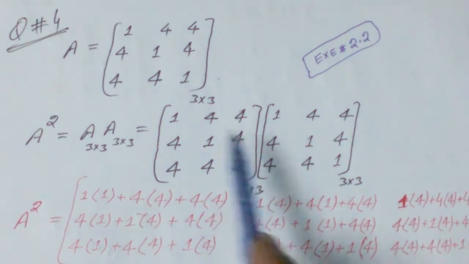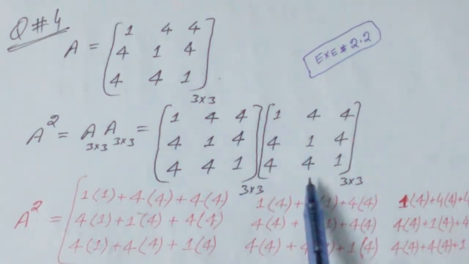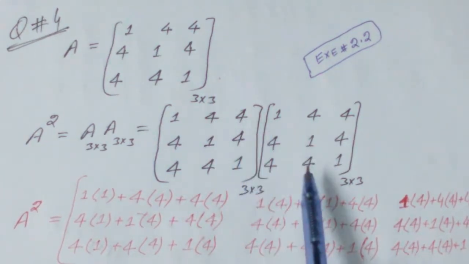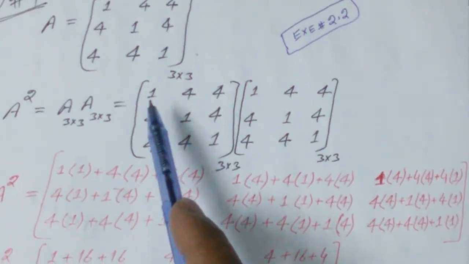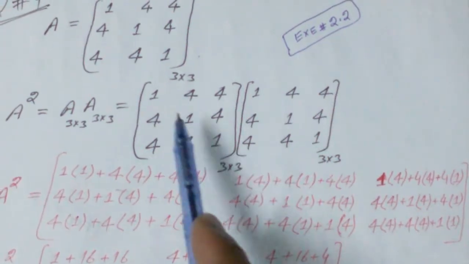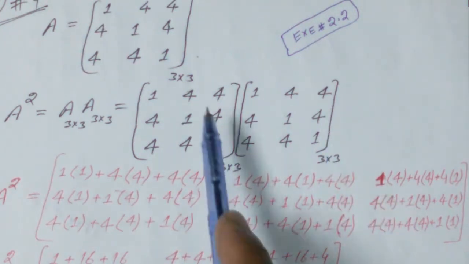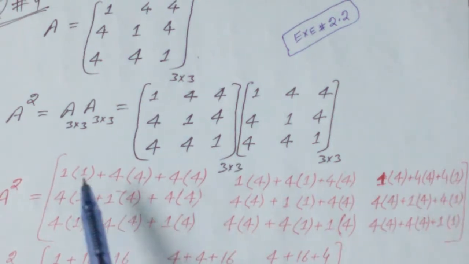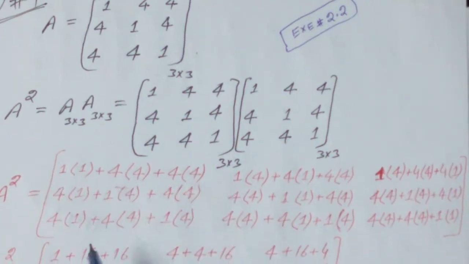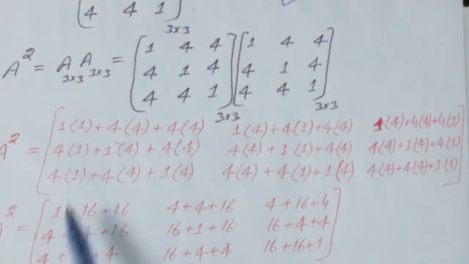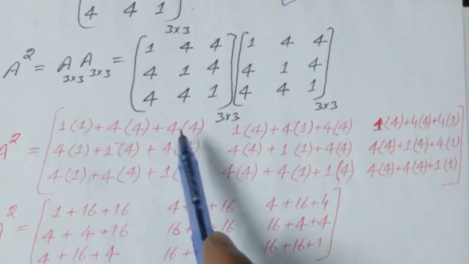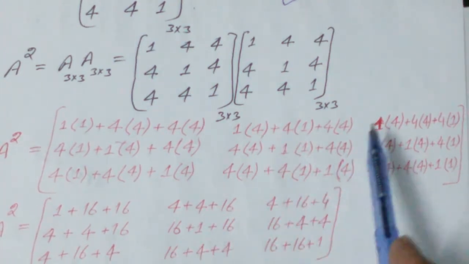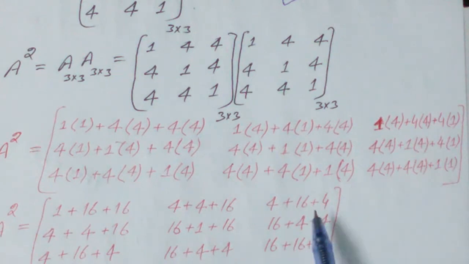Again multiply the first row with second column, 1 multiplied by 4 plus 4 multiplied by 1 plus 4 multiplied by 4. Again multiply the first row with third column, 1 multiplied by 4 plus 4 multiplied by 4 plus 4 multiplied by 1. This resultant element is equal to 1 plus 16 plus 16, 4 plus 4 plus 16, 4 plus 16 plus 4.